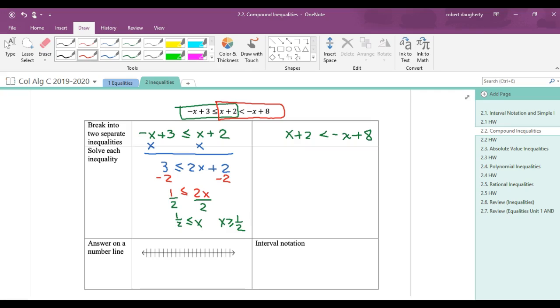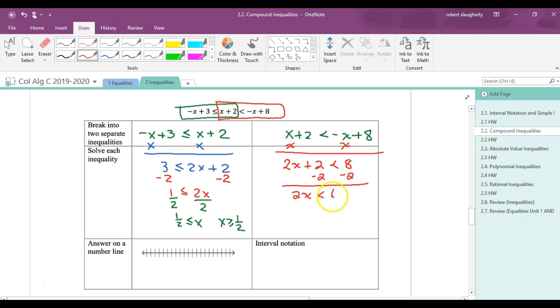So I've got x greater than or equal to 1/2, and then this one, what do you want to do first here? You can add x to both sides, and I get what? 2x plus 2 is less than 8. Subtract 2 from both sides.